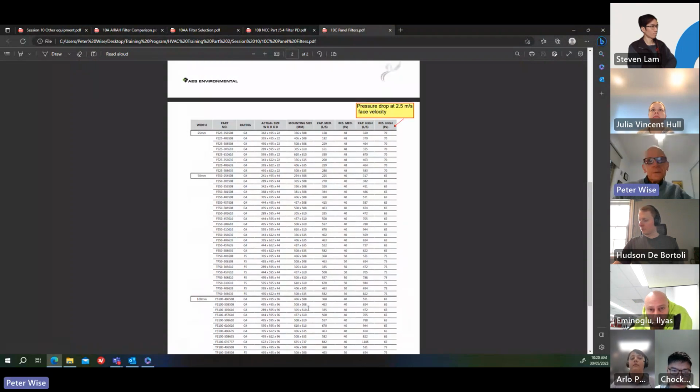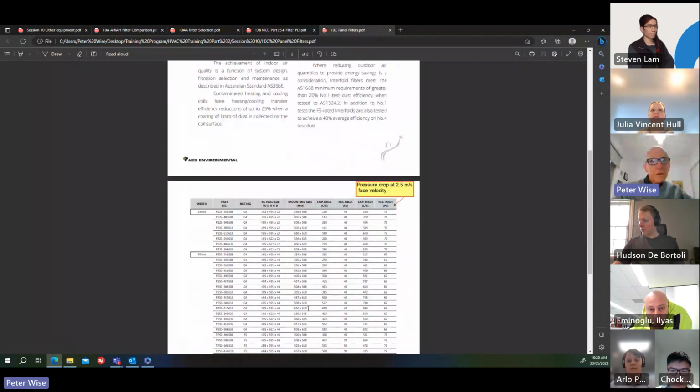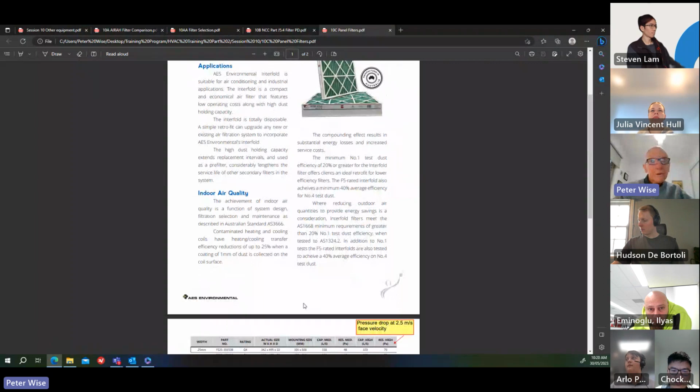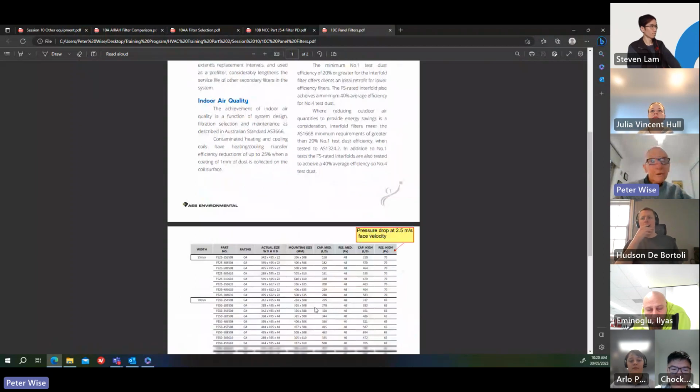When you're selecting filters, you're going to find there's a number of suppliers out there, and the information that you get may be a bit confusing because they'll present it in different ways. I just find this information easy to follow, and the filters are made in Australia.